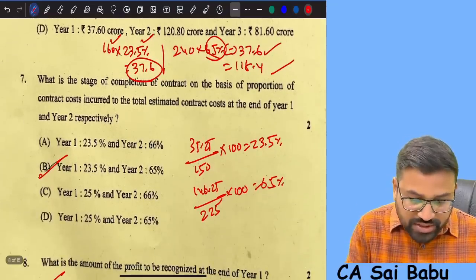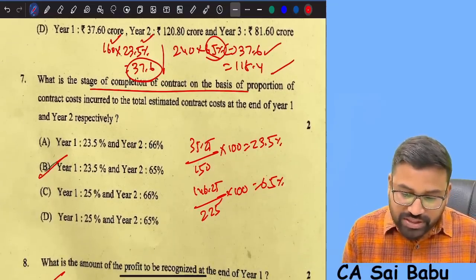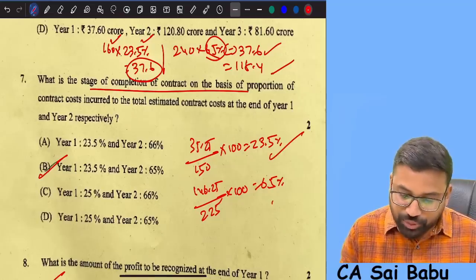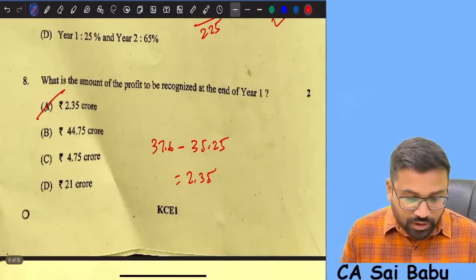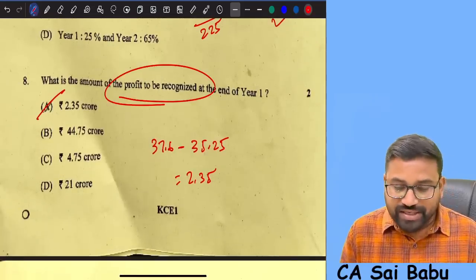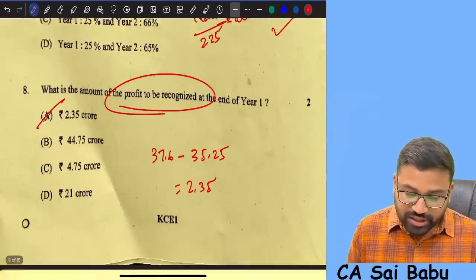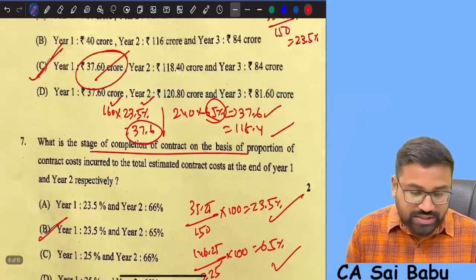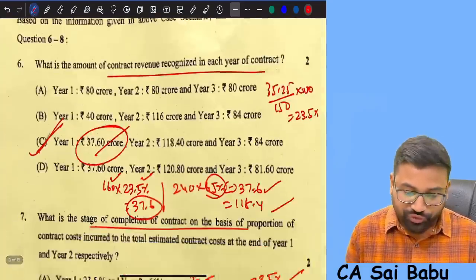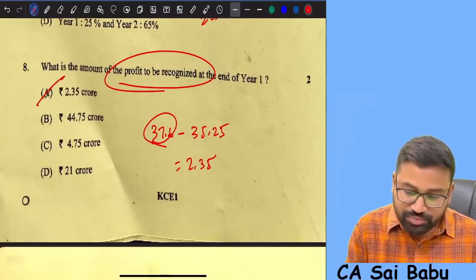Next, what is the stage of completion of the contract on the basis of percentage of, see this 23.5, 65. What is the amount of profit to be recognized at the end of year 1? What is the contract revenue recognized in first year? 37.6. What is the contract cost incurred in the first year? 35.25. So 37.6 minus 35.25.